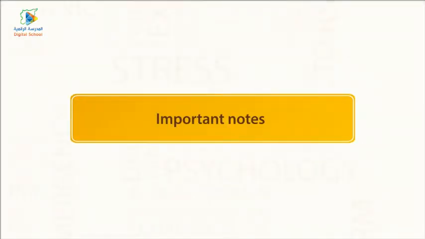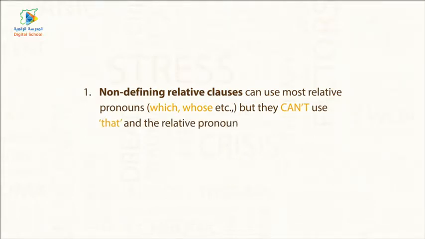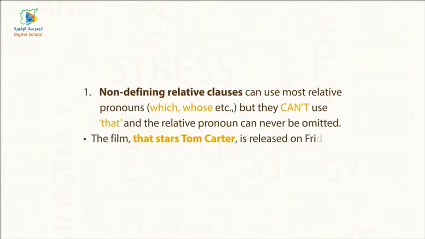Important notes. 1. Non-defining relative clauses can use most relative pronouns, which, whose, etc. But they can't use that, and the relative pronoun can never be omitted. The film that stars Tom Center is released on Friday.